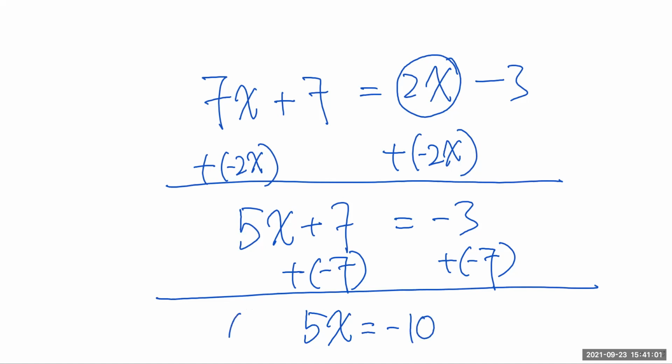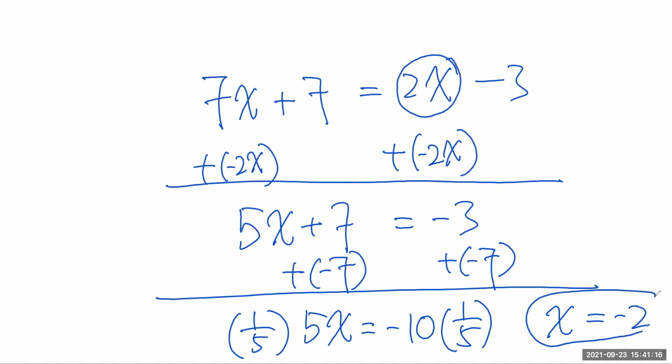Then we're going to multiply by 1/5 on both sides. So 1/5 times 5 is 1, so we got x. On the other side, -10 times 1/5 is -10 divided by 5, which is -2. So when you're solving linear equations, actually any equations, you're basically playing the balance act. Whatever you take from one side, you have to take from the other side.